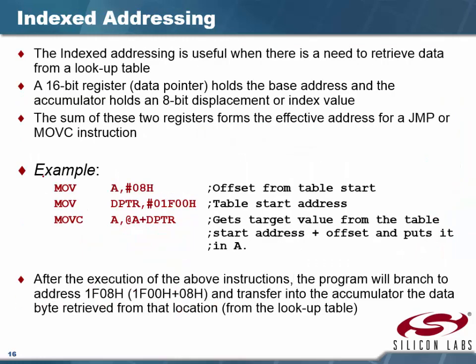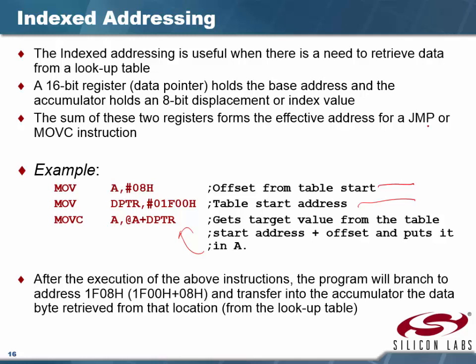Index addressing is probably the most complicated one. I'm going a little slower than I thought. This is for use relative from a lookup table. We set how far down the table. This is the starting value of the lookup table, and this means get the 8th item in the table.